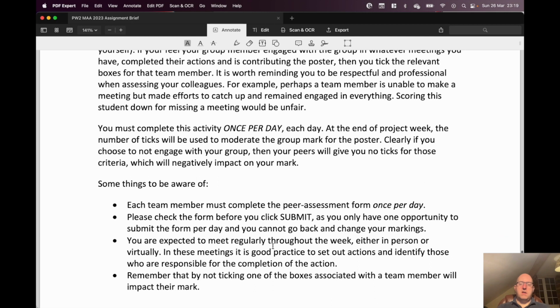Okay, you've got to click the link, log in and fill out the form. And at the end of the project week, we'll obviously look at the number of ticks, but that will be used to moderate the group mark for the poster. So clearly, if you choose not to engage with your group, then your peers will obviously give you no ticks, and that's not a good way to evidence your contribution to the work.